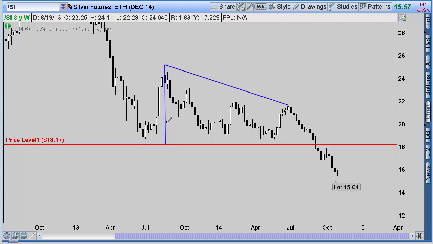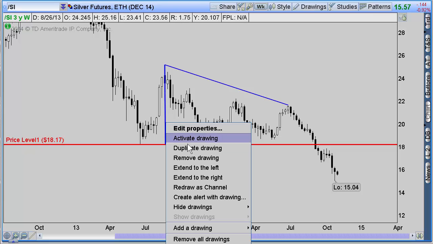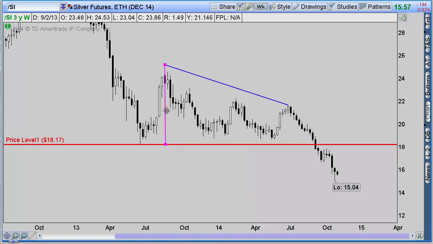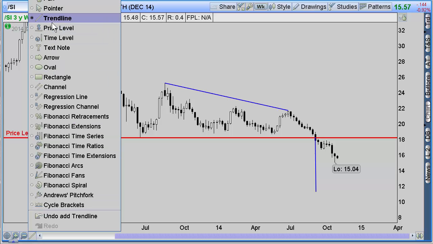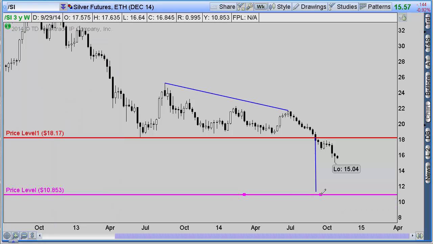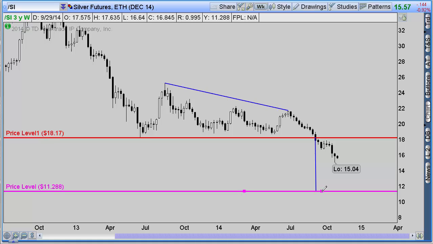Once that is done, you've essentially measured that move, and what you can do then is right click and either duplicate, or in this case I'm just going to activate the drawing, which will allow me to move it, and then you want to measure that from the breakout point. So from the breakout there in relation to that move, and then you can grab your horizontal price tool, kind of mark it off there where those intersect, and that's going to show you a target right there around 1120.